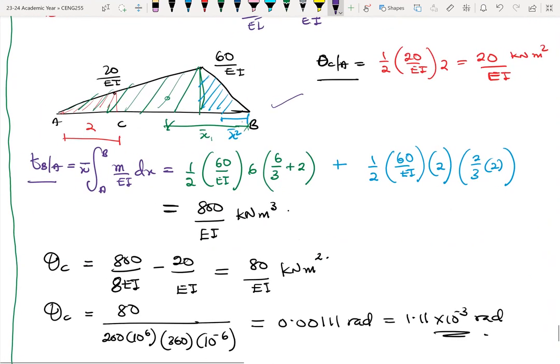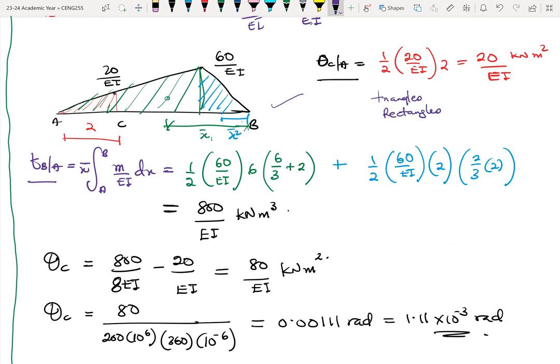So here I want to find TBA. TBA is the moment of the M over EI diagram. So what do we do? Yeah, so TBA, so the area between A and B. With this kind of example, I find it easier breaking them into easy to solve shapes. And the easy to solve shapes are normally the triangles, and then the rectangles.